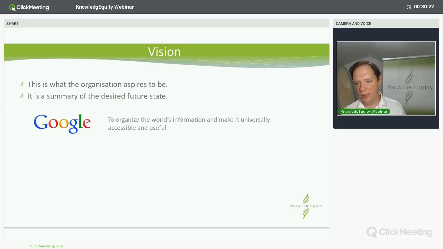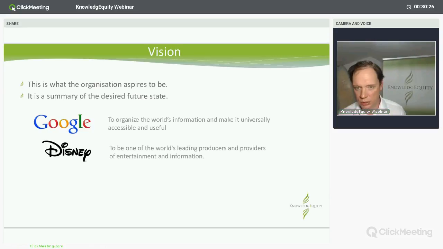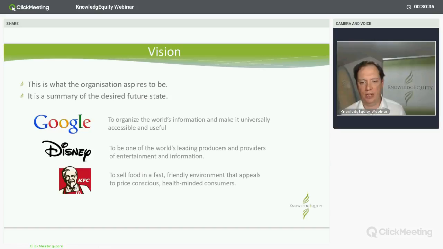Google: to organize the world's information and make it universally accessible and useful. Disney: to be one of the world's leading producers and providers of entertainment and information. Vision: to sell food in a fast, friendly environment that appeals to price-conscious, health-minded consumers.